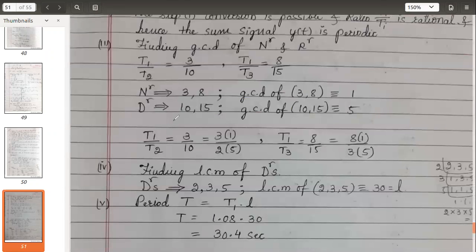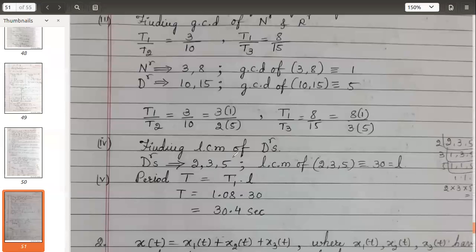Then, in the same step, try to represent the ratios 3/10 and 8/15 in the form of GCDs. Try to represent 3/10 in the form of 1 and 5. The numerator will not change: 3 into 1, 8 into 1. Denominator 10 is represented as 2 into 5, where 5 is the GCD. 15 is represented as 3 into 5, where 5 is the GCD.